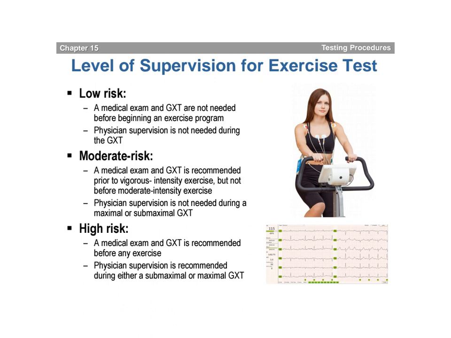Okay, now let's look at a moderate risk person. For a moderate risk person, a medical exam and a graded exercise test is recommended prior to vigorous intensity exercise, but not before moderate intensity exercise. So in other words, they can start exercising, but only up to moderate exercise without any sort of test. They may choose to do a graded exercise test, and physician supervision is not needed during a maximal or submaximal graded exercise test.